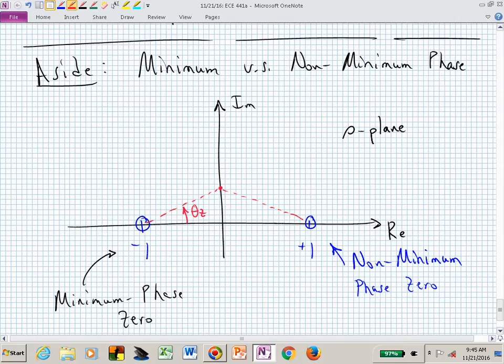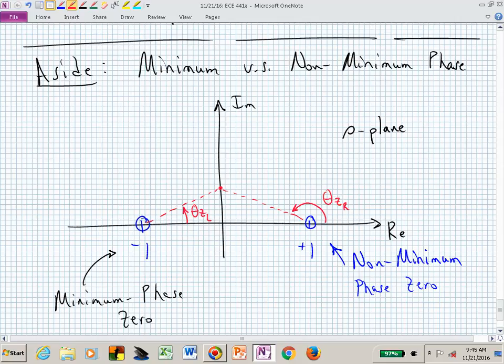But what's the angle that I have to look if I have to look from plus 1 to j omega? It's now this angle. So let me call this theta sub 0 on the right, and this is now theta sub 0 on the left. Do you see that those angles are different? Which one's minimum? The one associated with the 0 on the left half plane. So if you have poles or zeros in the right half plane, those are referred to as non-minimum phase.